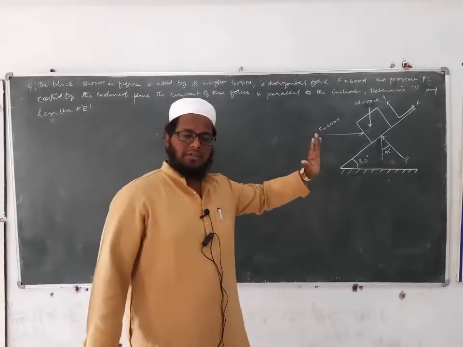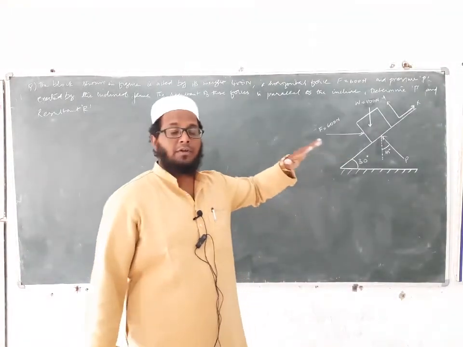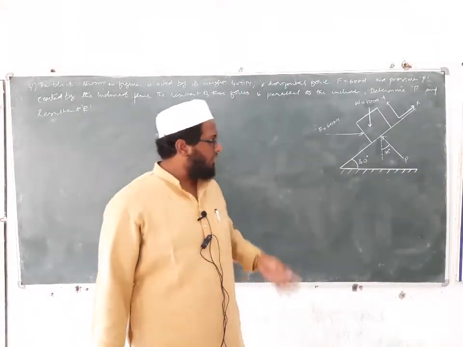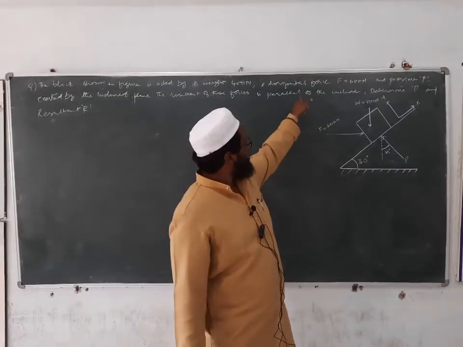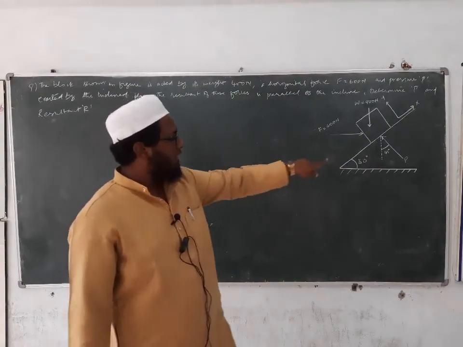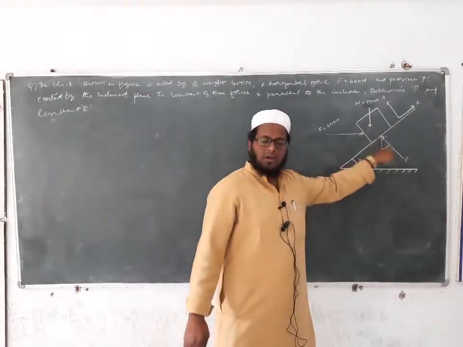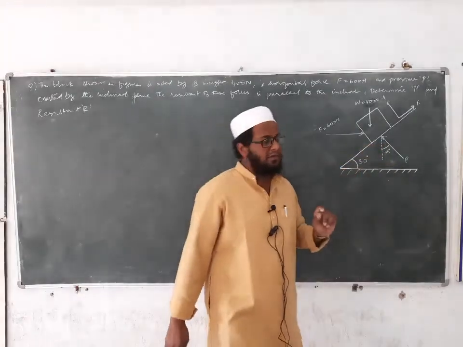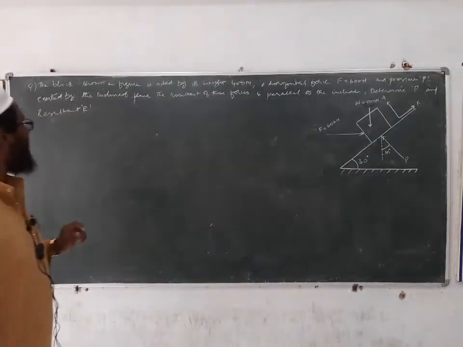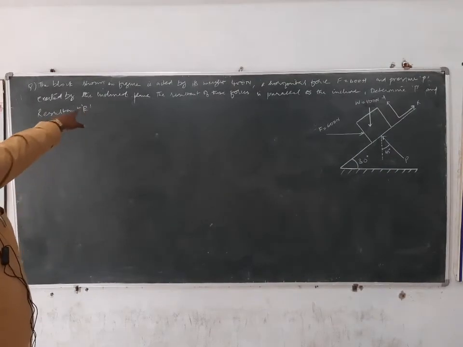Whether the surface is inclined or horizontal, what will happen? The weight of the body will act exactly in downward direction. And there is one more force, F equal to 600 Newton, and a pressure P. There is one more pressure from the inclined surface, which is acting at an angle of 45 degrees, exerted by the inclined plane.